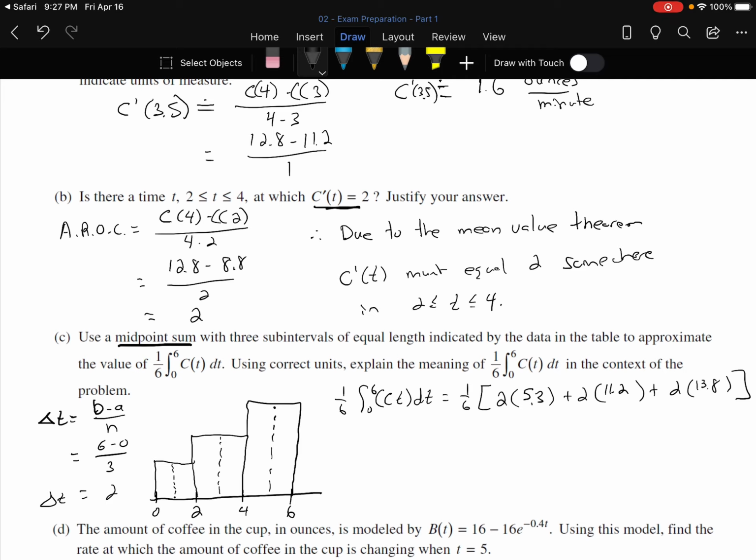And so what I get when I punch that all into my calculator is that the integral is worth 60.6. Still got to be divided by that 6 out front. And so what I get here is 10.1. Now, what does that represent?